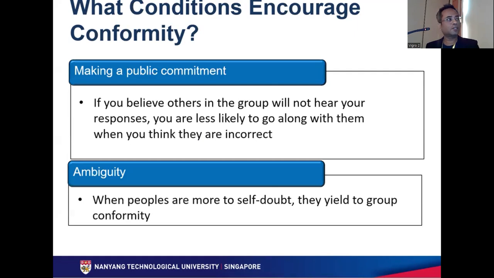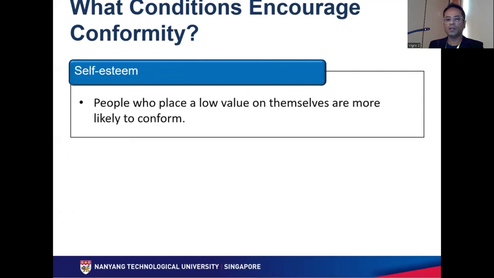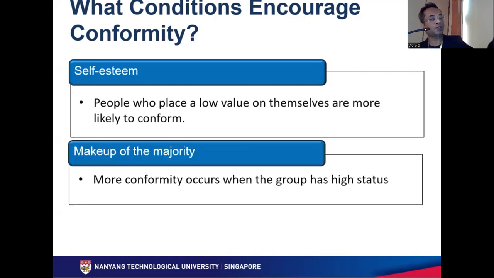Ambiguity, like your post. When people are more prone to self-doubt, they will yield to group conformity. They will just follow what the group says. Another issue which is hard for us to detect automatically from online data, but nevertheless mentioned by psychology theories, is self-esteem. People who place a low value on themselves are more likely to conform. Again, this is coming from social psychology research, but as you can see, that is not a very easy thing to find out from online posts.